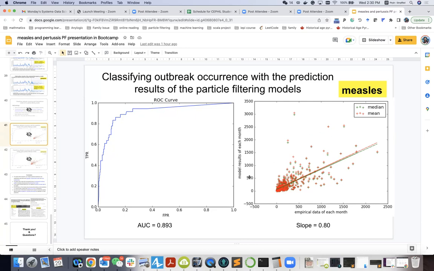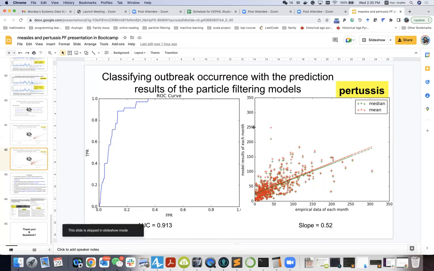By plotting this scatter plot of the model results and the empirical data, we can see that the slope is 0.8. If the y-axis is exactly the same as the x-axis, which means the model result exactly equals the empirical data, the slope should be 1.0. And Xiaoyan, it's worth emphasizing, when you say model results, you mean prediction results, right? Yeah, thank you. The prediction results, the next month's prediction results. So the slope here is 0.8.